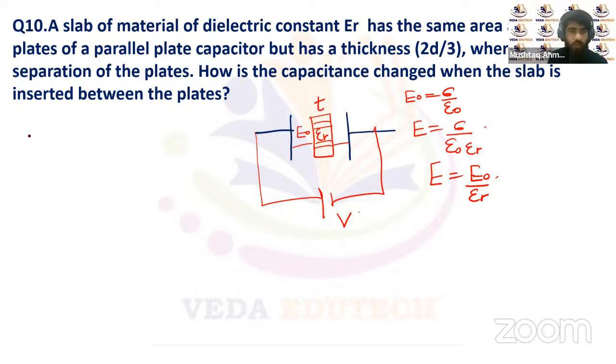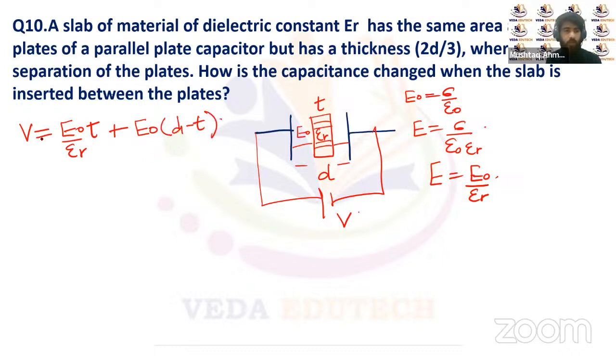So the total potential V will be E naught upon epsilon r, multiplied with the thickness T of the slab. Let's suppose the separation between the plates is D, so the remaining thickness will be D minus T. So we'll be left with E naught into D minus T, that will be equal to V. The value of E naught is sigma upon epsilon naught, or Q upon A epsilon naught into epsilon r, multiplied by T, plus Q upon A epsilon naught, D minus T.